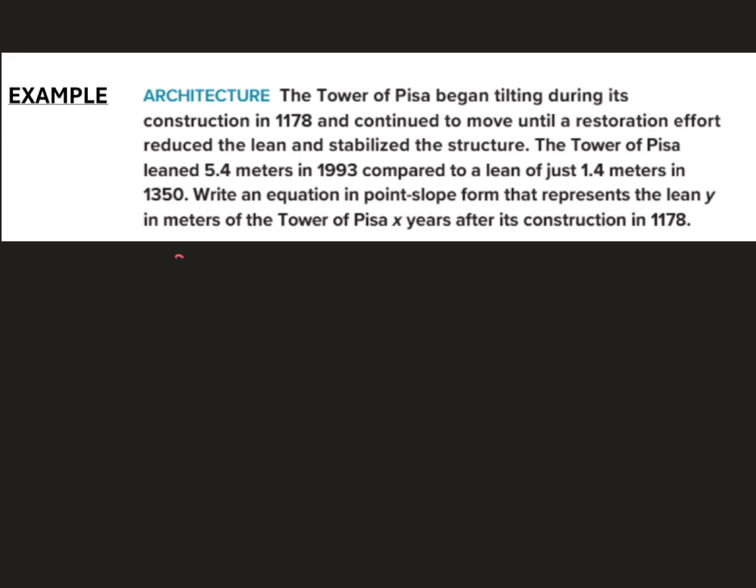So we have to remember that x is the number of years after construction in 1178. So let's write our two ordered pairs that we have. We have a couple pieces of information. We have that it leaned 5.4 meters in 1993 compared to 1.4 meters in 1350.